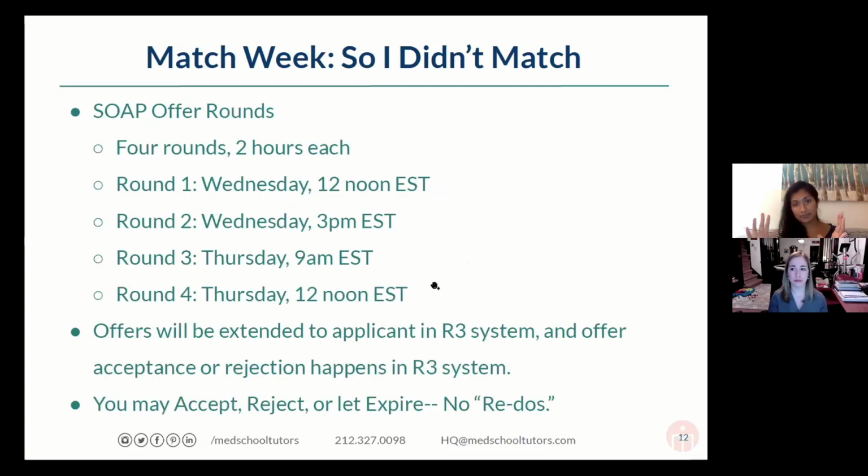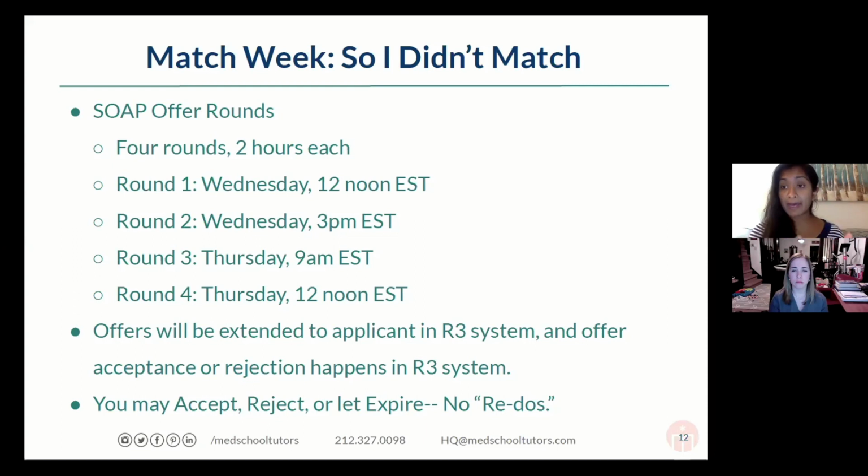And so, how the SOAP works is there are 4 quote unquote rounds, and each of them lasts for 2 hours. The first round, for example, starts Wednesday at noon. So between Monday at 3 p.m. and Wednesday at noon is when you're talking to programs. Programs will reach out to you. You do these interviews, the majority of which happen on Tuesday, right? And then they will make their list about who they choose to rank where. Wednesday at noon, they create their rank list, and then they will give offers in order of their rank list.